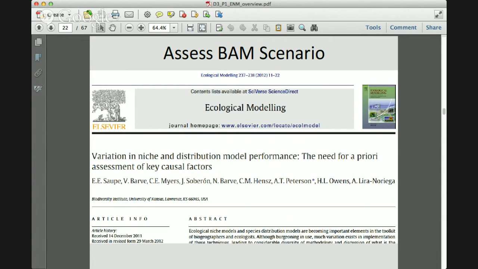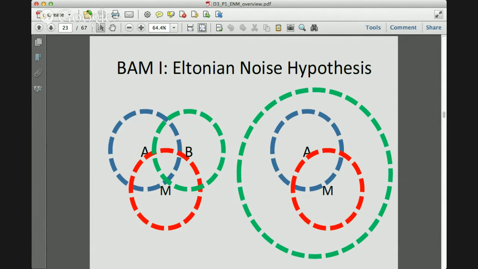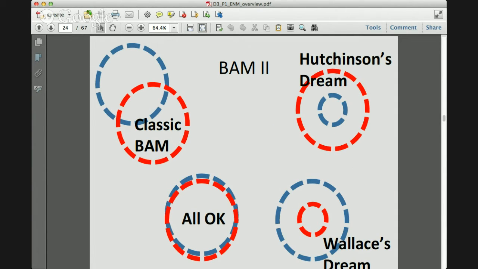This Saupe et al. paper is all about the BAM configuration. And I'm going to run through it very quickly for you. Essentially, you remember the Eltonian noise hypothesis where we allow ourselves to neglect the biotic. And so we end up with A and M as constraints and not B. And between those A and M circles, we can come up with four different relationships between the two. We can have them overlapping completely or partially, or we can have one nested within the other.